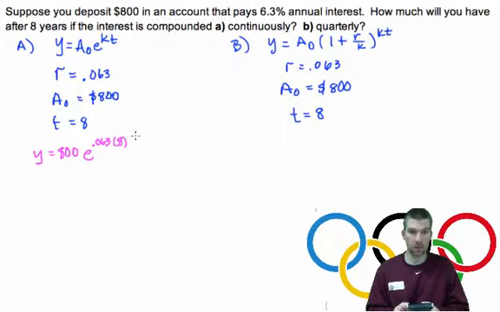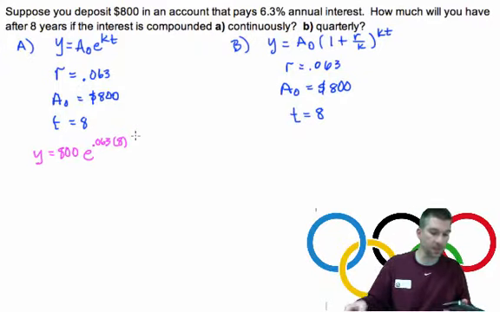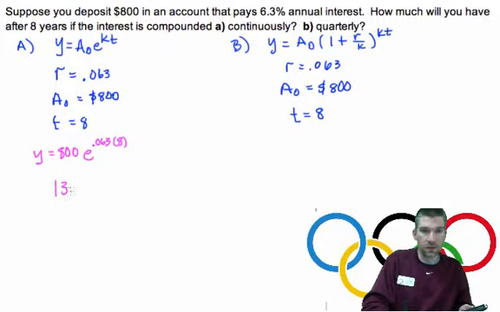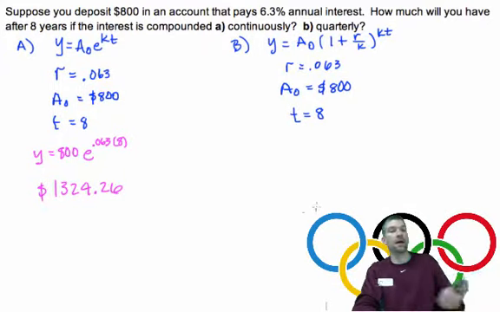We'll just work these one at a time. So here we go. 800 times e to the 0.063 times 8, which is going to be $1,324.26. That's how much we would have after 8 years if we just start with $800.